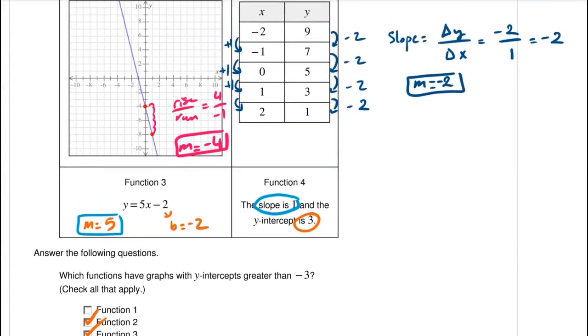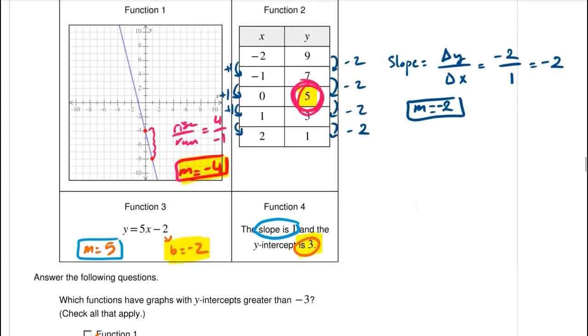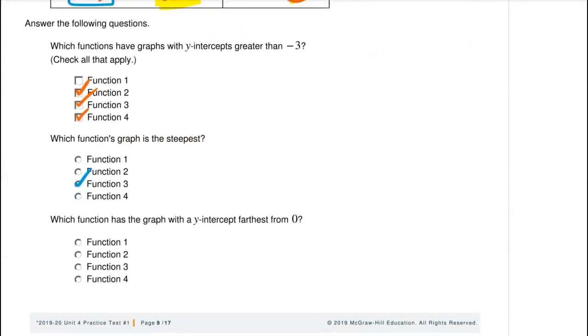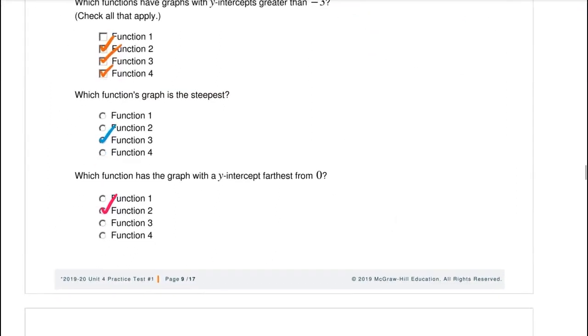So we have the first one, the y-intercept is -4, so it's 4 units away from 0. The second function, the y-intercept is 0, 5, which is 5 units away from 0. The third function is -2, which means 2 units away from 0. And the last one, the y-intercept is 3, so 3 units away from 0. So it looks like the winner is right here, with 5 units away from 0. That is function 2. Okay, that is the farthest away from 0. Yes.